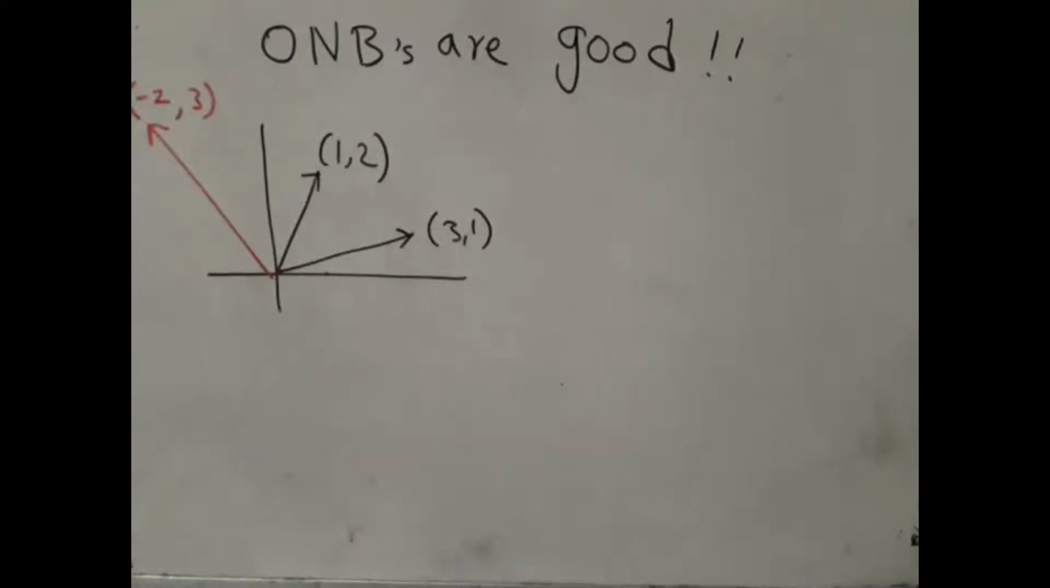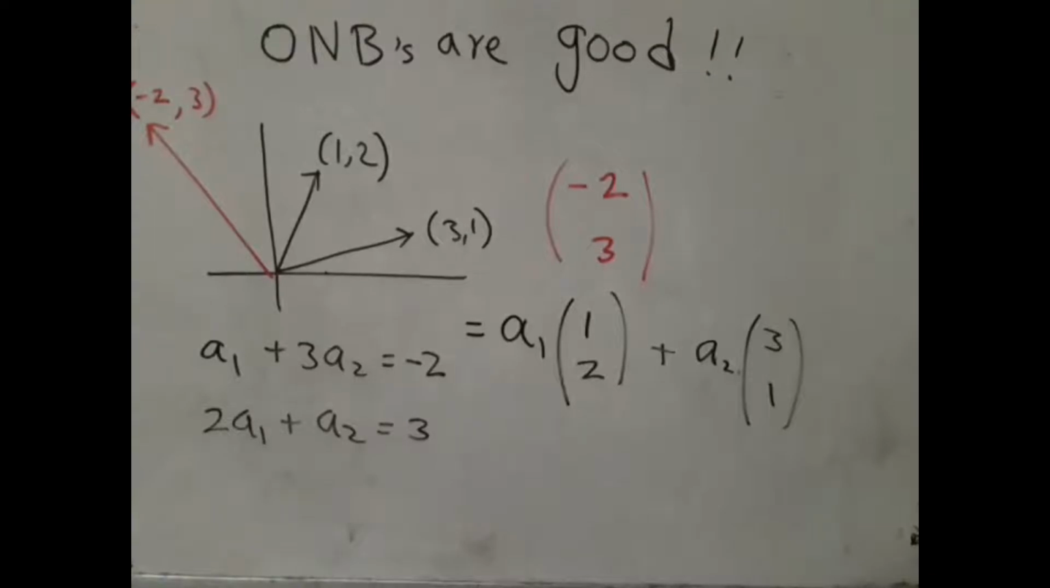We take an example to illustrate the point. Suppose I start with R2 and I have two vectors constituting the basis of R2, and I want to express this red vector as a linear combination of these two vectors. I am trying to express my red vector (-2, 3) as a linear combination of (1, 2) and (3, 1). I know from the very definition of basis that this is possible and uniquely true.